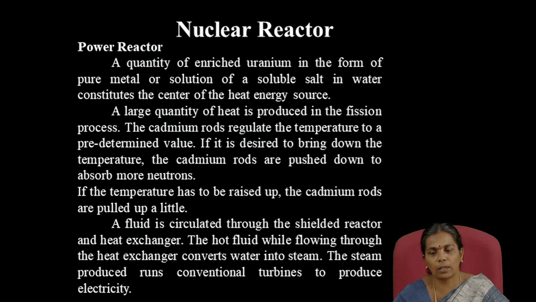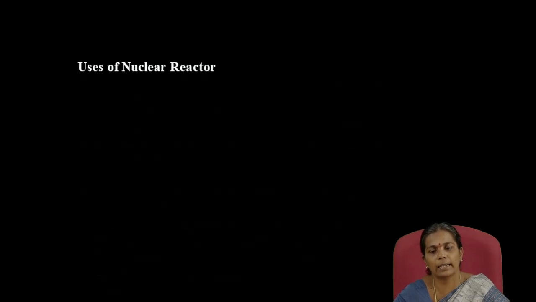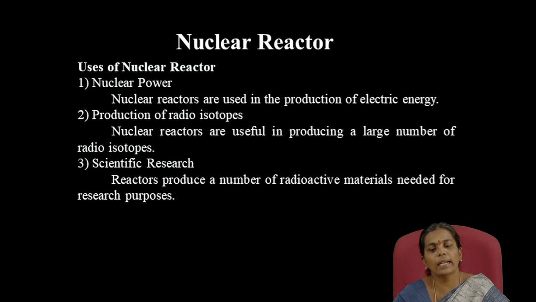A fluid is circulated through the shielded reactor and heat exchanger. The hot fluid, while flowing through the heat exchanger, converts water into steam. Then the steam is used to run the turbine, and then the electricity will be generated. So nuclear reactors are used to generate nuclear power, that is, to generate electricity. Nuclear reactors are also useful in producing a large number of radioisotopes. Reactors produce a number of radioactive materials needed for research purposes.